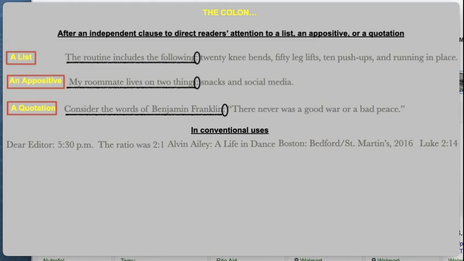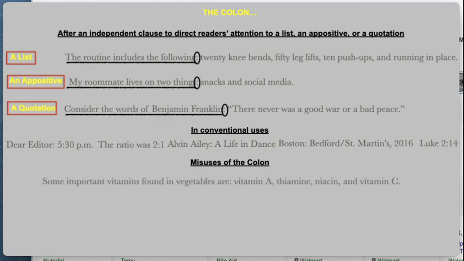Okay, I've emphasized that a lot. So avoid using it in the following situations. And notice in each of these situations, we're breaking that rule. Okay, so between a verb and its object or complement. Here's an example of this misuse. Some important vitamins found in vegetables are: vitamin A, thiamine, niacin, and vitamin C.